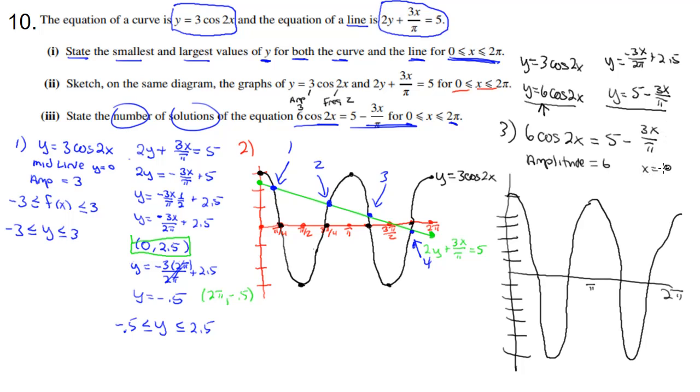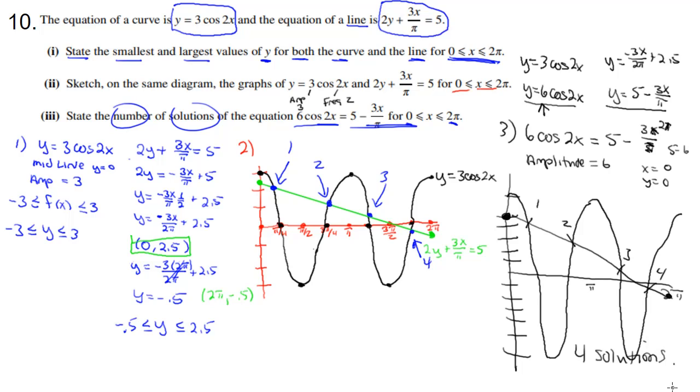Now, if I take a look at this line and I put a 0 in here, then my y-intercept is going to be 5. And then if I put in a 2 pi where the x is, then the pi's are going to cancel out, but it's going to be 5 minus 6 or negative 1. So what's going to happen is my line's going to kind of look like this. Let's see if I can get a good one. There you go. And the points of intersection are the number of solutions.